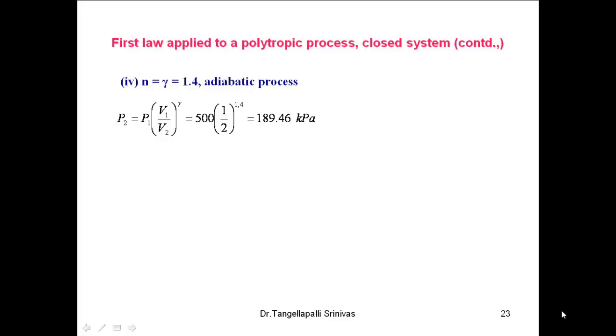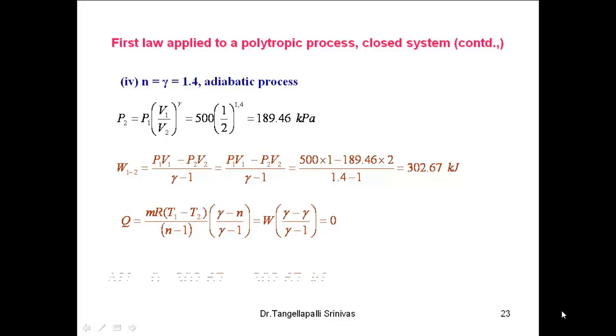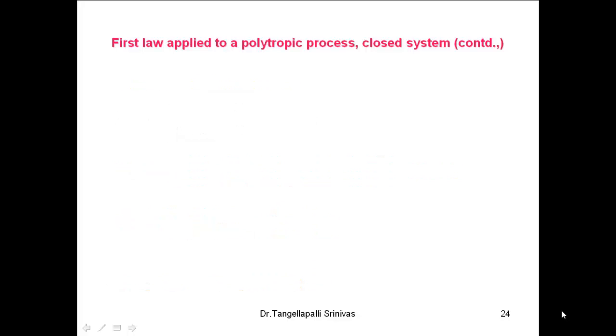In this adiabatic expansion process, after expansion the pressure is decreased from 500 kilopascal to 189.46 kilopascal. The output, that is work from this expansion, is 302.67 kilojoules. The heat transfer is 0, since it is an adiabatic process, fully insulated. Therefore, the change in internal energy is equal to the work. That is, work is 302.67, and change in internal energy is minus 302.67.